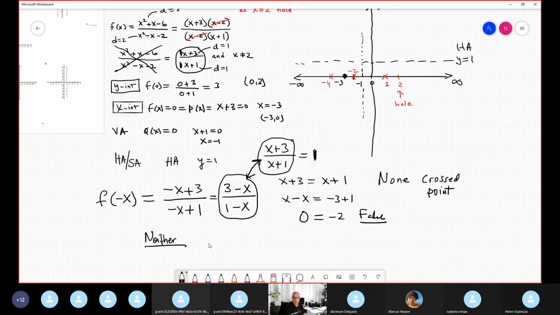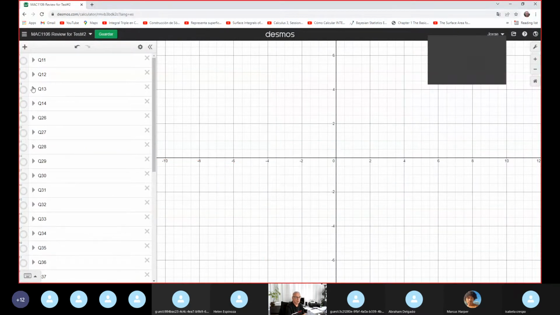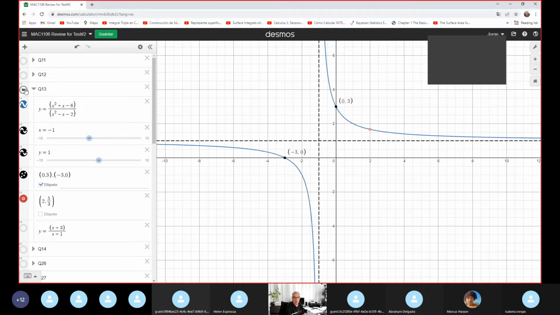Okay, look. Let's move on to Desmos now to see the graph. Well, sorry. Do you see Desmos? Yes. Okay. In this case, this is the graph. Wow. Do you see the vertical asymptote flashing? The horizontal one is now flashing. And 2 points.